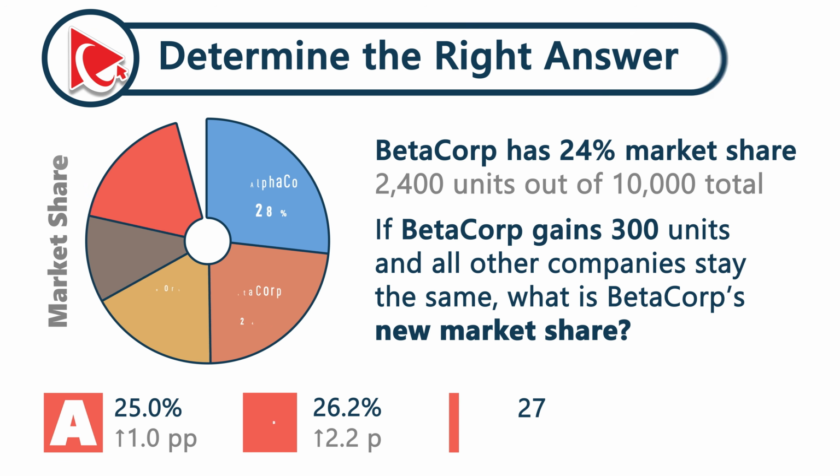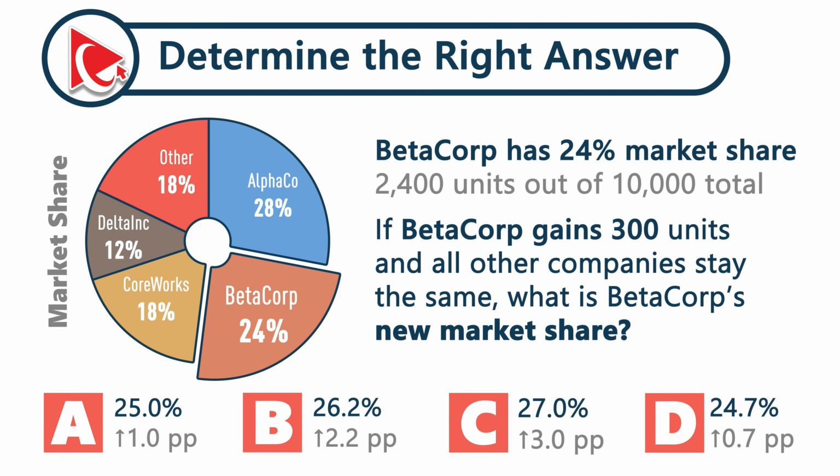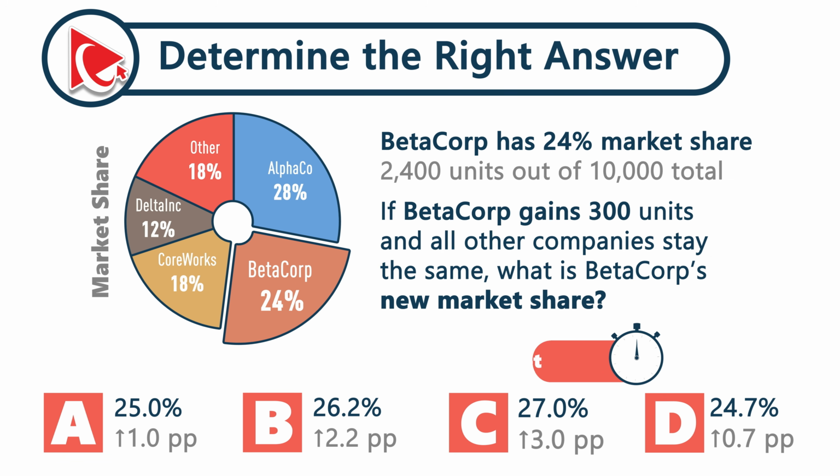The chart shows Beta Corp has 24% market share, 2,400 units out of 10,000 total. If Beta Corp gains 300 units and all other companies stay the same, what is Beta Corp's new market share?